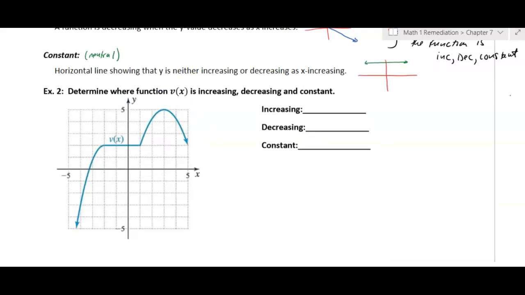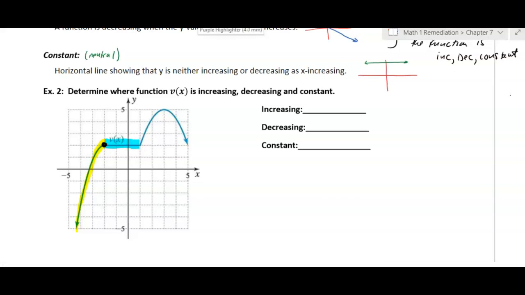So right away, the first thing I do is identify what we would consider turning points, meaning when it's going from increasing to decreasing, increasing to constant, constant to decreasing, and so on. So if I trace this graph, I notice from here to here, the graph is increasing. Then it hits this turning point. And from that turning point to here, that function is constant, right?